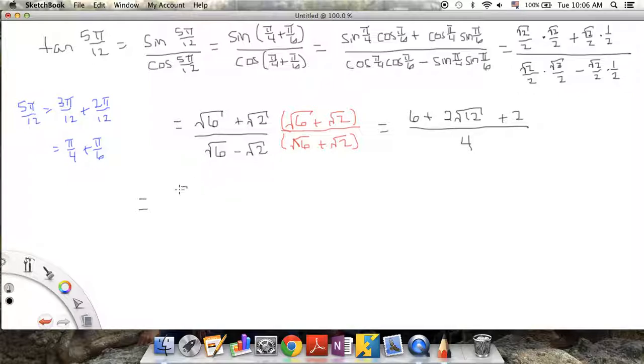So on the top, we end up with 8 plus this radical simplifies: the square root of 12 is the same as 2 times the square root of 3 because 4 times 3 is 12. So we end up with 4 times the square root of 3 because we've got that 2 already out there, over 4. So that simplifies to 2 plus the square root of 3. So that's our exact answer. Again, do I want a decimal? No, I want an exact answer, this one.